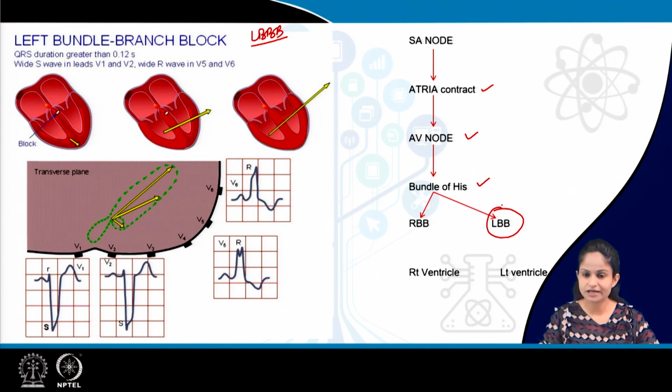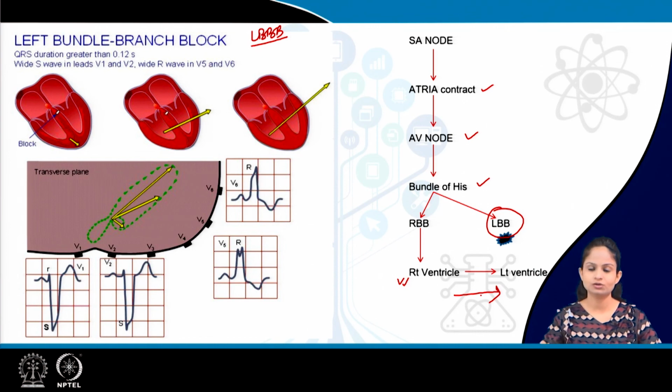So, there will be conduction through the right bundle branch and there will be depolarization of the right ventricle, and then there will be depolarization of the left ventricle. The right ventricle will depolarize first in case of left bundle branch block and then the left ventricle will depolarize, and this will cause the difference in the electrical vectors, the current vector.